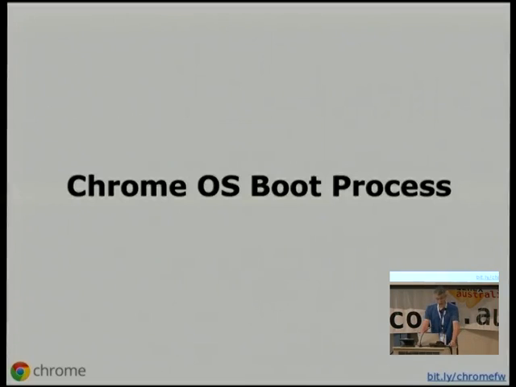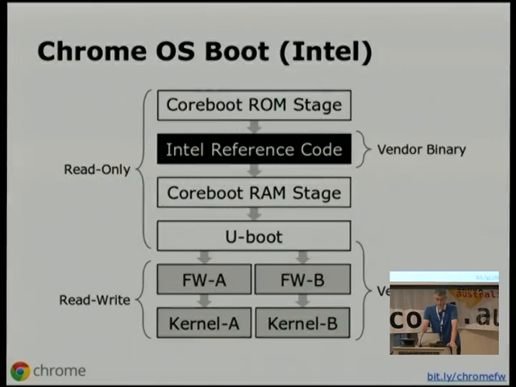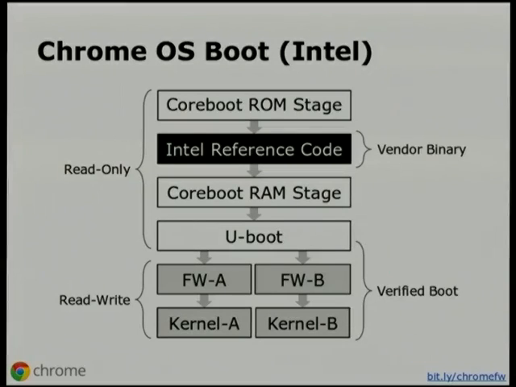Okay, I'm going to talk about the boot process, both for an Intel system and the ARM system. I mentioned earlier the stages of coreboot, so this one looks pretty familiar. We start up in ROM stage. I'm skipping boot block here. We run this closed vendor binary that gets us memory. Then we go into RAM stage. We load U-Boot, and then we load potentially a read-write firmware that might contain any fixes or updates. And then from there, it loads a kernel.